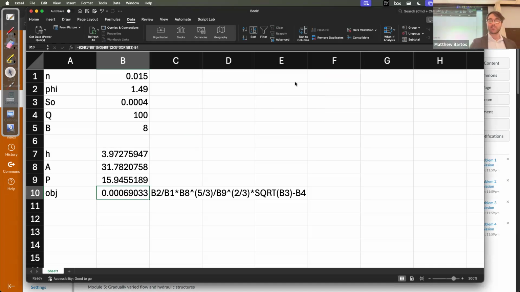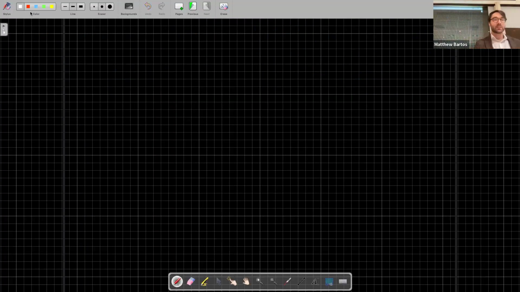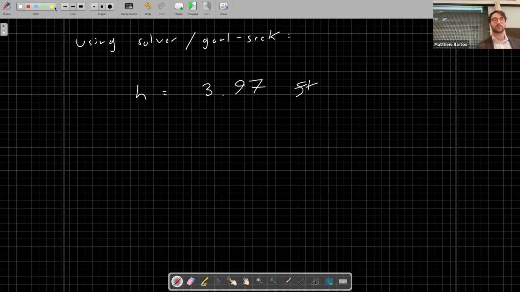So we can write that answer down. Let me go ahead and write it down in our notes. So using solver or goal seek, we get an answer of H is equal to about 3.97 feet.